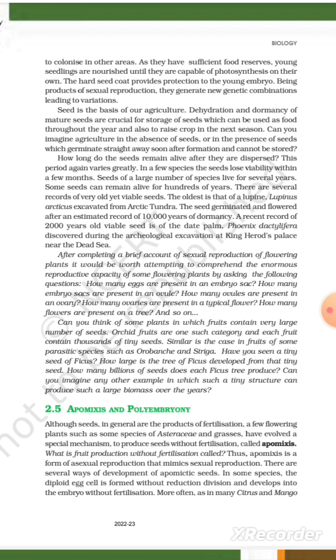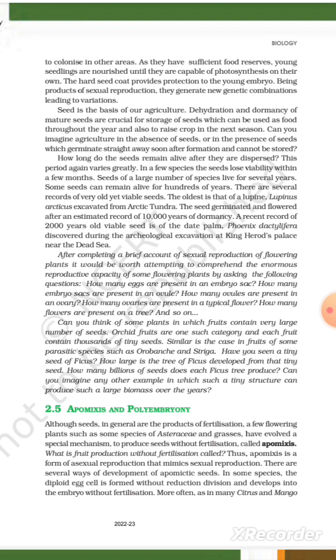Although seeds in general are the products of fertilization, a few flowering plants such as some species of Asteraceae and grasses have evolved a special mechanism to produce seed without fertilization called apomixis. What is fruit production without fertilization called? Thus, apomixis is a form of asexual reproduction that mimics sexual reproduction.